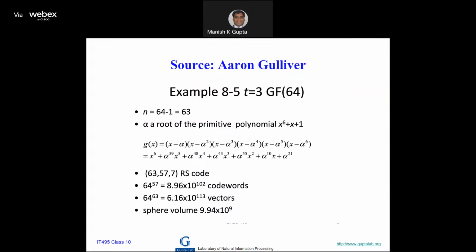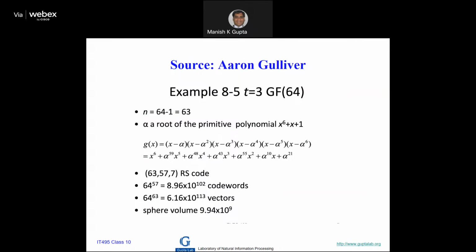Q is equal to 256. So length will be q minus 1, 255, right? Then t depends on you, how many errors you want to correct, right? So suppose you want to correct 5 errors, so you can do all these calculations. Something very interesting, you have to do the calculations.